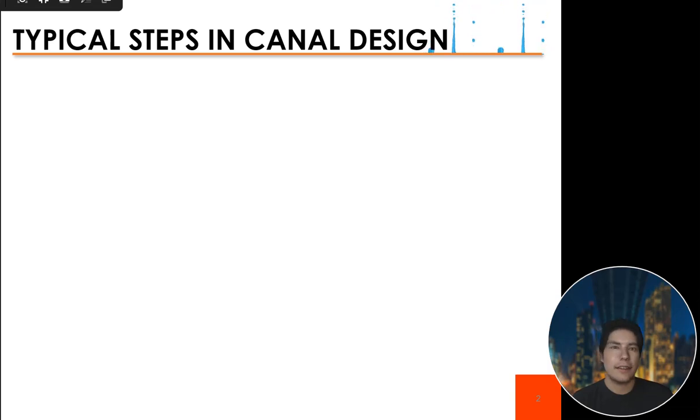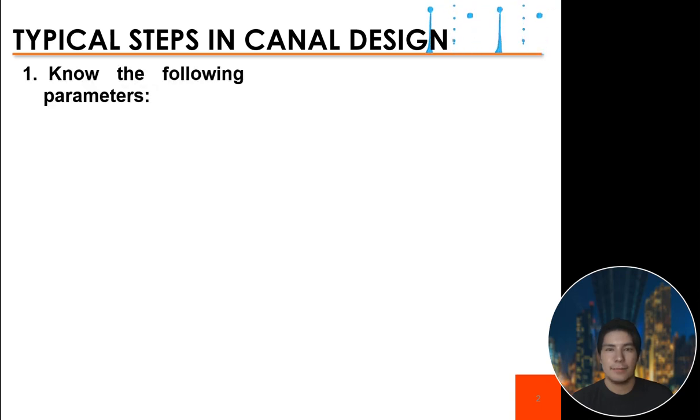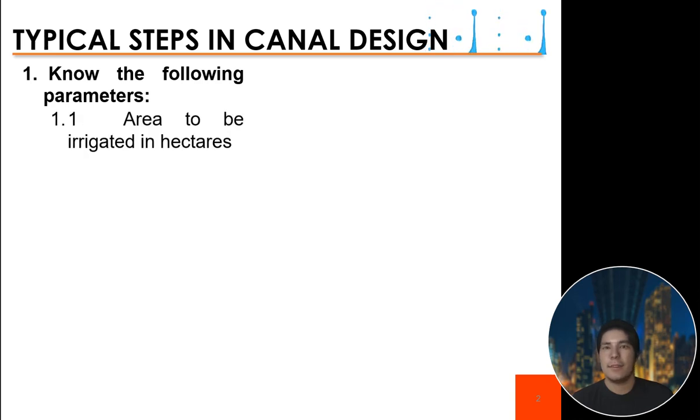So this will be the last part ng design of drainage canal. So punta tayo dito sa typical steps in canal design. Okay, so first is you must know the following parameters. Number one is yung area to be irrigated in hectares. So it is for irrigation canal. Number two is the water duty.